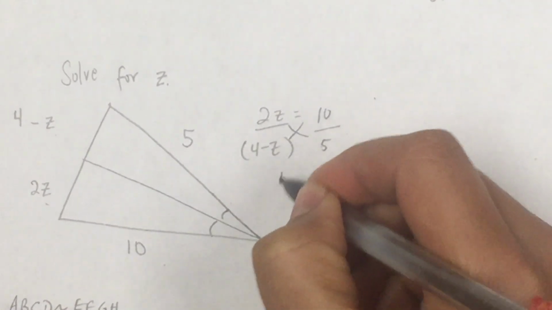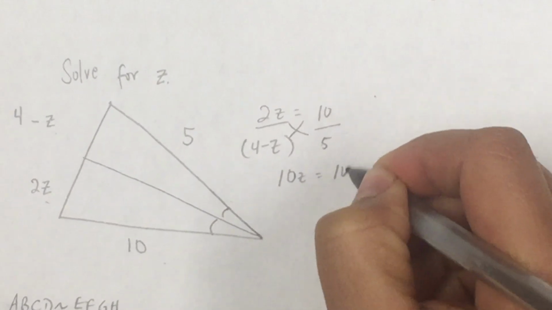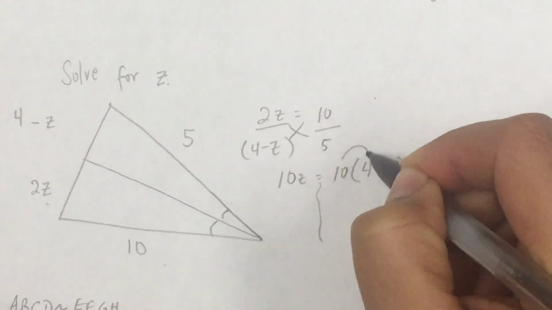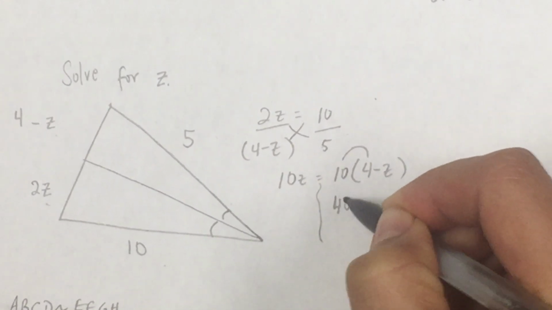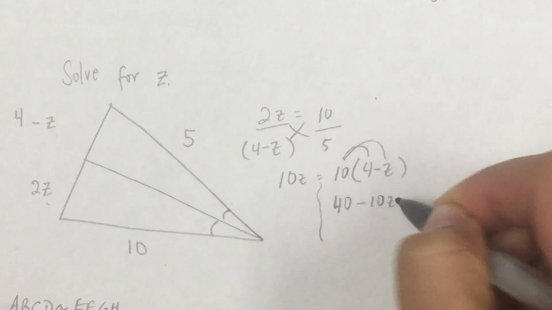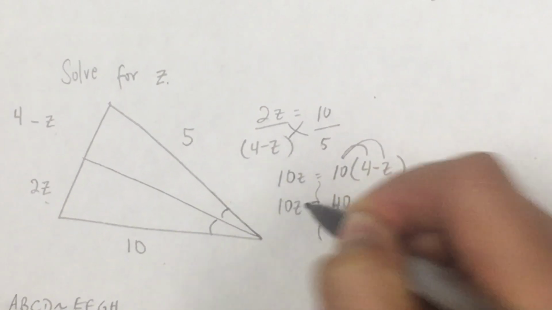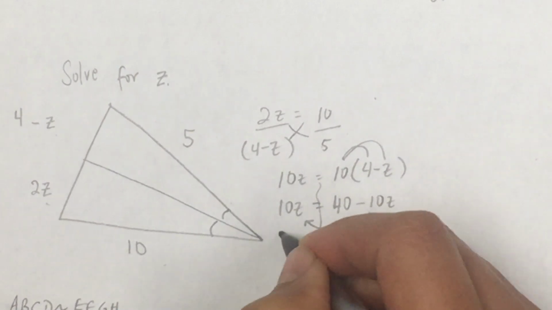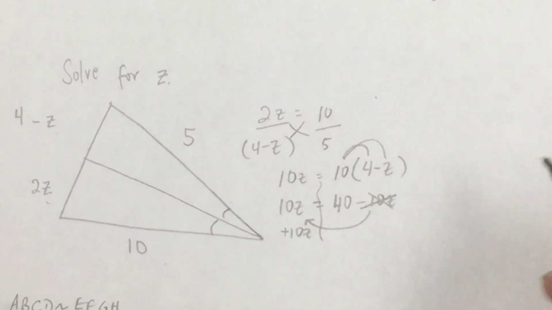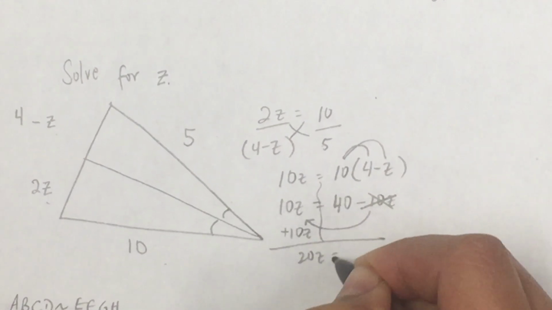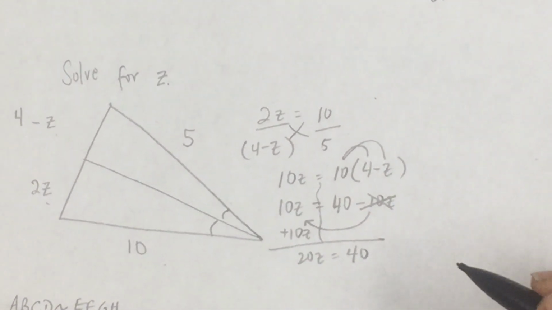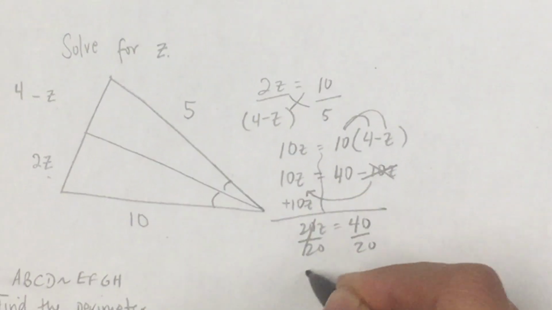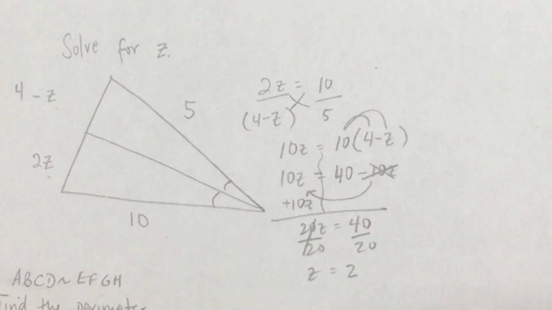So 5 times 2Z is 10Z. And then this is 10 times, and I'm going to leave this in parentheses. Distribute, that's 40 minus 10Z equals 10Z. Shall I move this 10Z to this other side? What does it become? Plus 10Z. So that's going to be 20Z equals 40. So what do I do now? Divide both sides by 20. So Z equals 2.